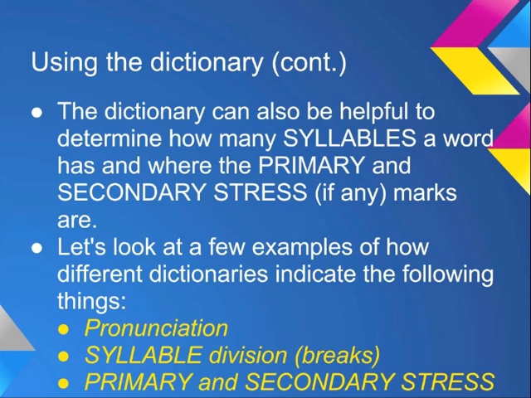The dictionary can also be helpful to determine how many syllables a word has, and where the primary and secondary stress marks, if any, are. Let's look at a few examples of how different dictionaries indicate the following things: pronunciation, syllable division or syllable breaks, and primary and secondary stress.